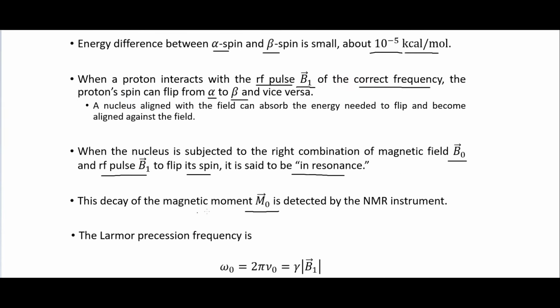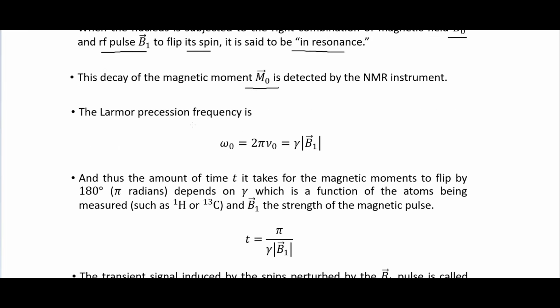And so the decay of this magnetic moment here is going to be detected by the NMR instrument. So remember, this is our Larmor precession frequency, which is based on this gamma, which is going to be based on what type of nucleus we're looking at, and the strength of the B sub 1 here.